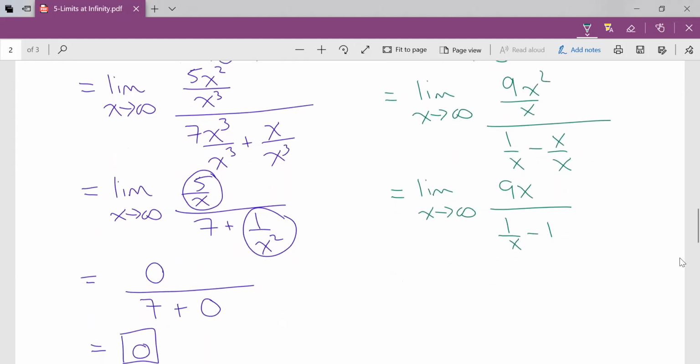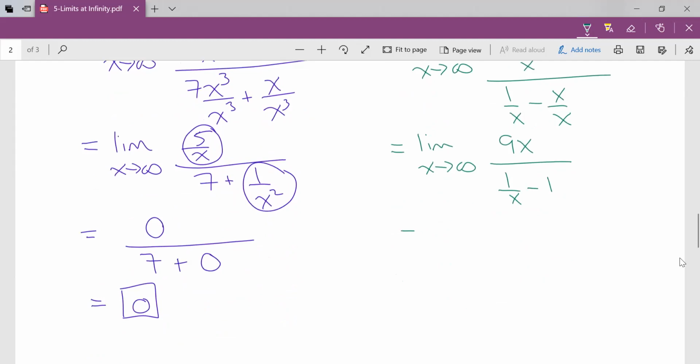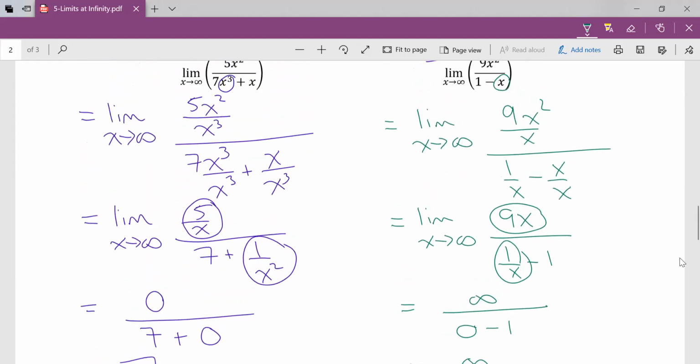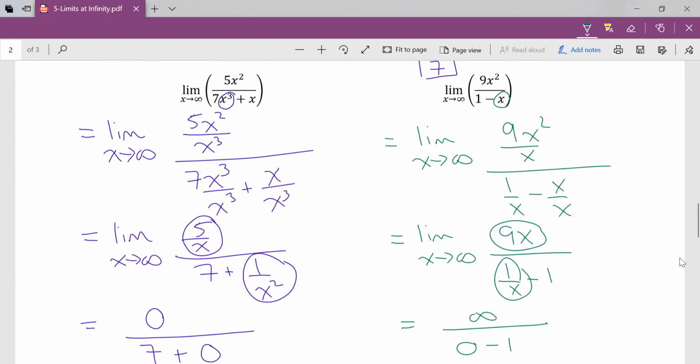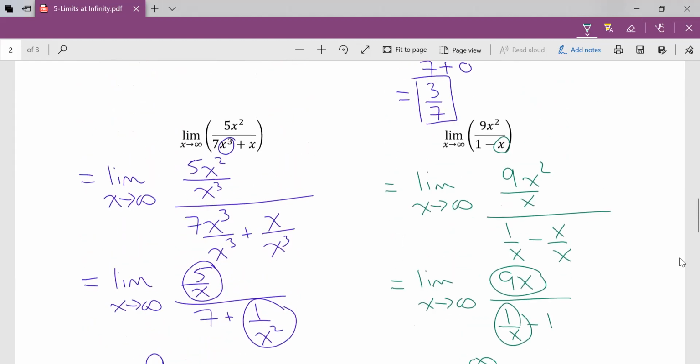Okay, what happens here? So now when I try to sub this in, what am I going to get? Well, in the numerator, I'm going to get 9 times infinity, okay? And in the denominator, I'm going to get 0 minus 1. Well, what I've really got here, friends, is infinity divided by -1. What the heck is that? Well, if I want to think of that, that's negative infinity. The limit of this thing actually does not exist, right?